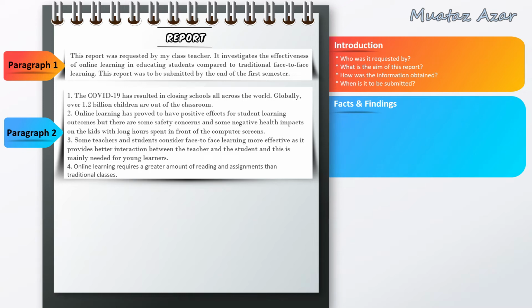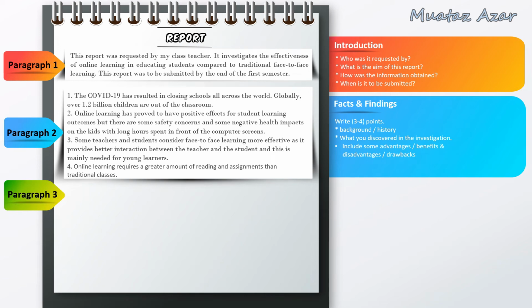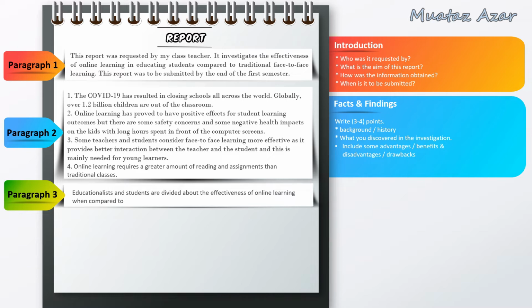In the second paragraph, write 3 or 4 points about the background or history of the topic, what you discovered in the investigation, include some advantages or benefits and disadvantages or drawbacks. Educationalists and students are divided about the effectiveness of online learning when compared to traditional face-to-face learning.